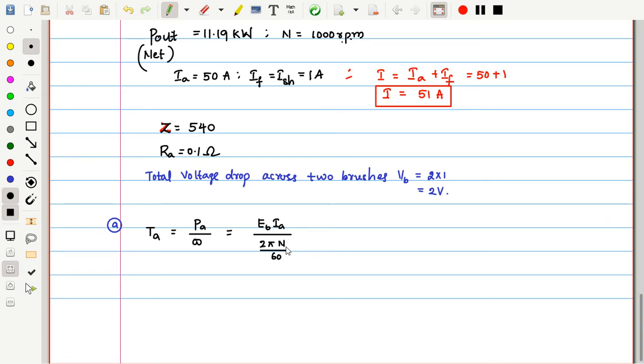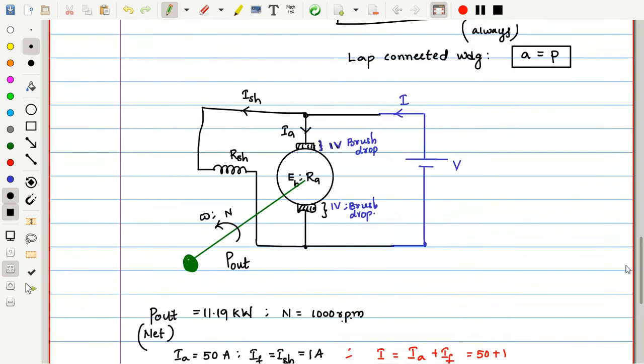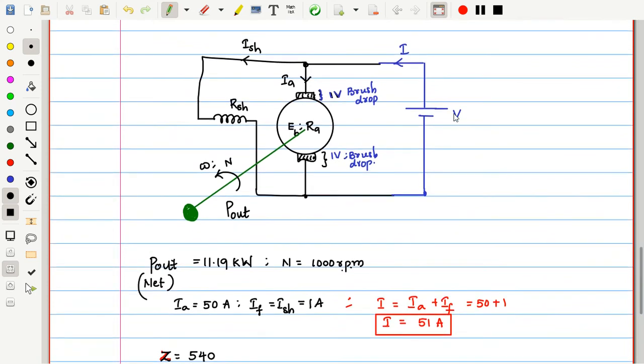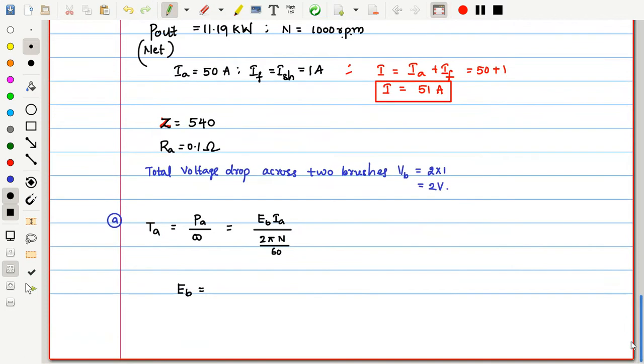Now in this expression what do I need? EB I need. So how can I write EB? Again see the diagram, so this is the EB. The applied voltage, minus IA RA, that is the armature resistive drop, minus brush drop is the EB. Previously also we said you subtract all the losses or voltage drops, then the left out voltage is the EB for a motor. Or you can say V is equal to EB plus armature resistive voltage drop plus brush contact drop. So in either way you can write.